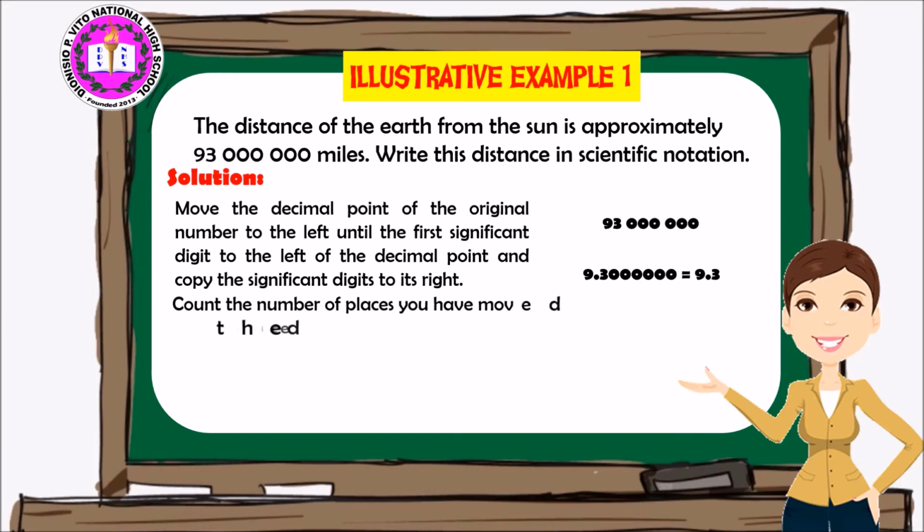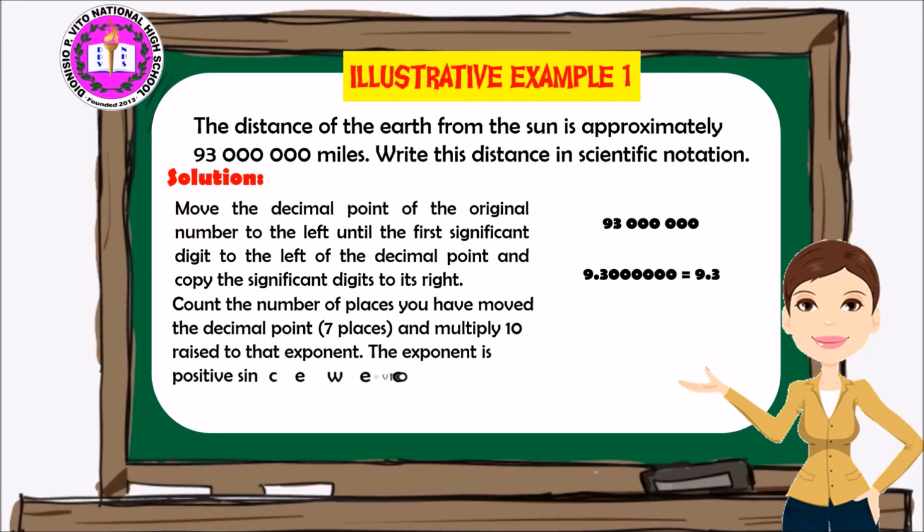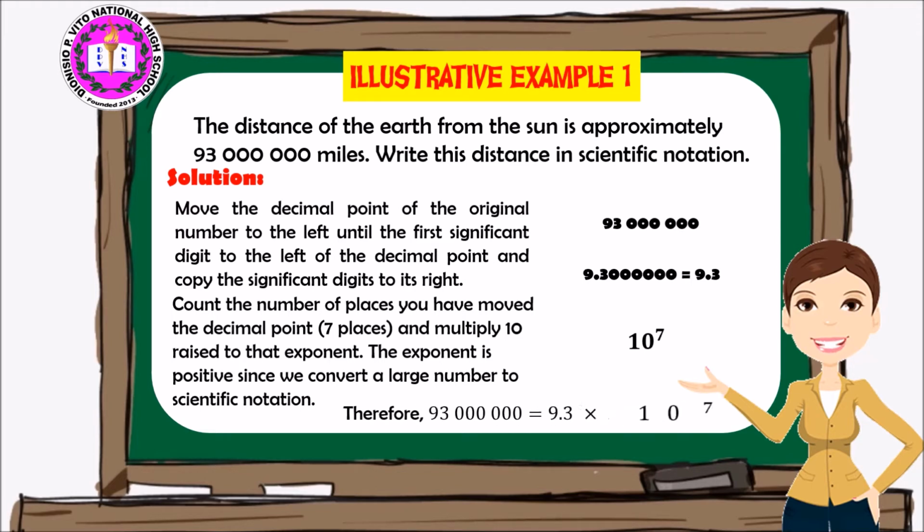Then we're going to count the number of places you have moved the decimal point, which is 7 places, and multiply 10 raised to that exponent. So the exponent is positive since we convert a large number to scientific notation. Therefore, we're going to have 10 raised to 7. Therefore, 93 million is equal to 9.3 times 10 raised to 7.